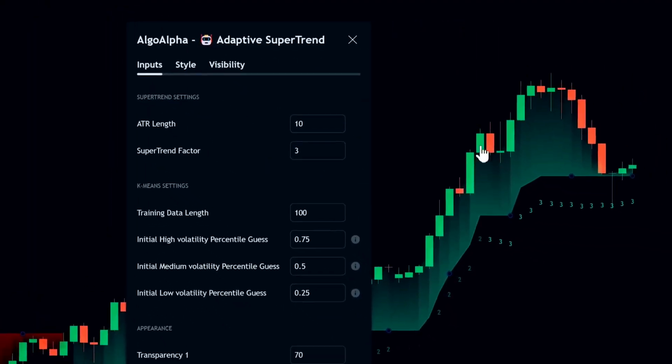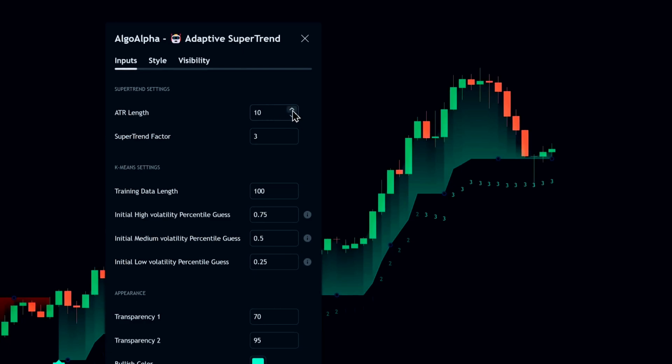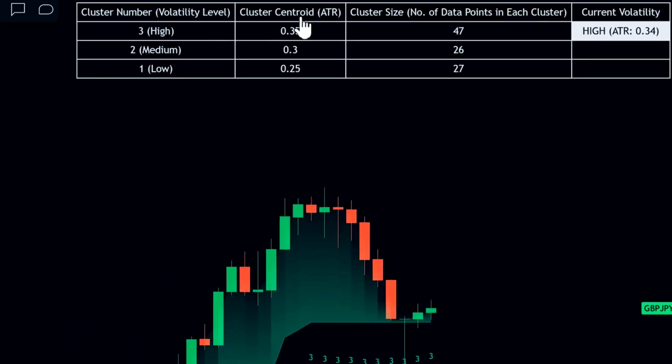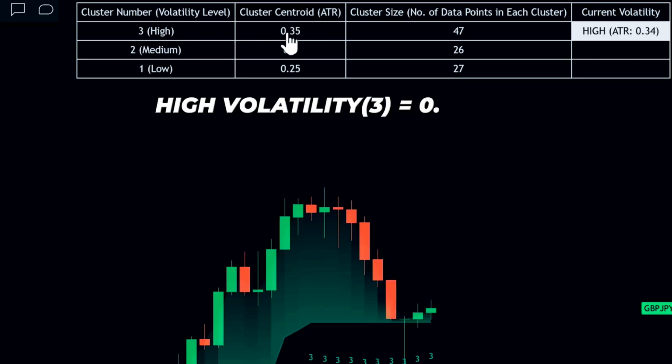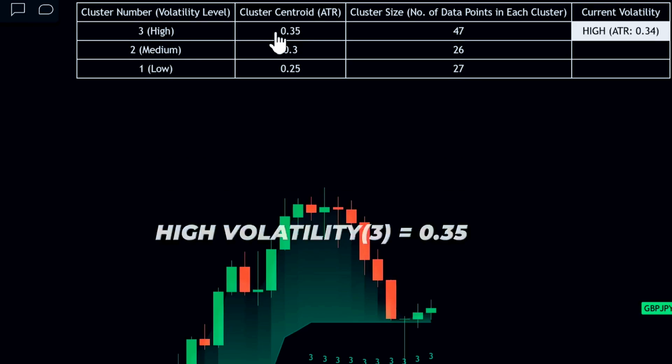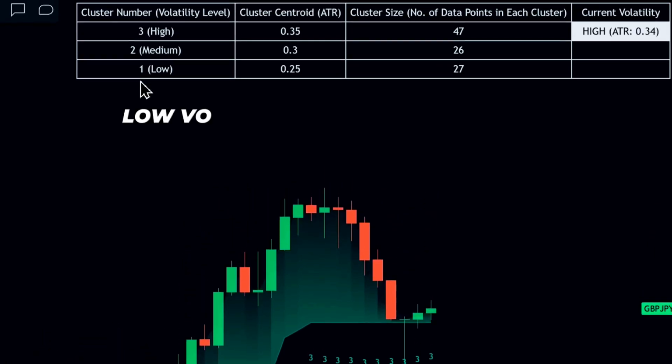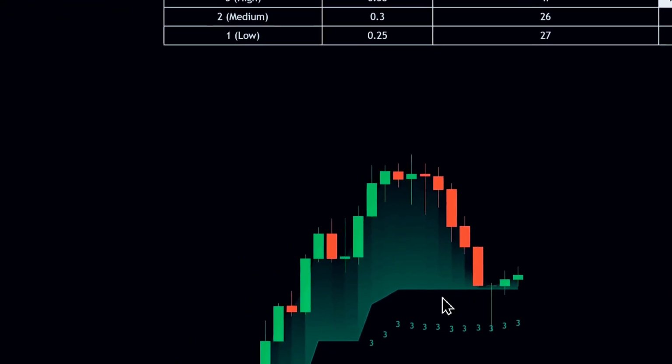In the indicator settings, the first option you'll see is the ATR length. Like the traditional Supertrend, this one also uses the average true range, ATR. To better understand how different volatility levels relate to ATR values, check out the cluster centroid values in the table. For instance, cluster 3 high volatility typically has an ATR value of 0.35 over the last 100 bars. Cluster 2 medium volatility averages around 0.3, and cluster 1 low volatility sits at 0.25.